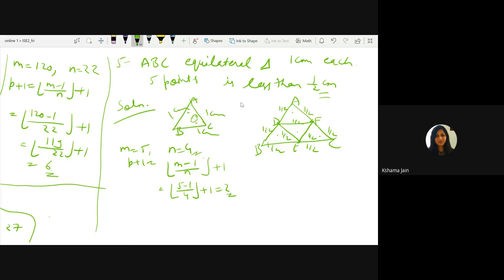Now we observe that triangle ABC is partitioned into 4 small equilateral triangles, each of which has sides equal to 1/2 centimeter.